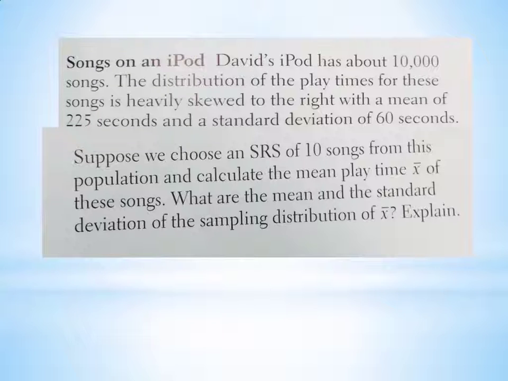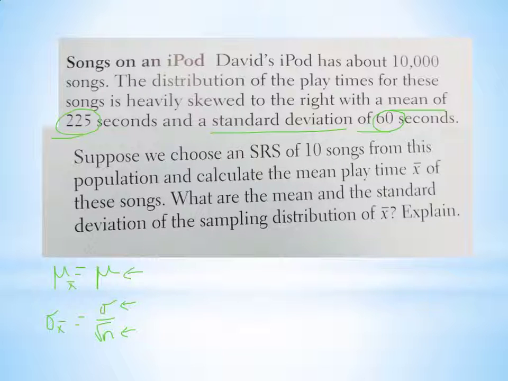So that's just simply knowing what the mean and standard deviation for sampling distributions are. Well, I told you that the mean is the same thing. It's just mu. Standard deviation is standard deviation over the square root of n. So the only thing I need to pick out is whatever my n is, my standard deviation, and my mean. So look for those three numbers. I have this is my mean, 225 seconds. Standard deviation is 60 seconds.